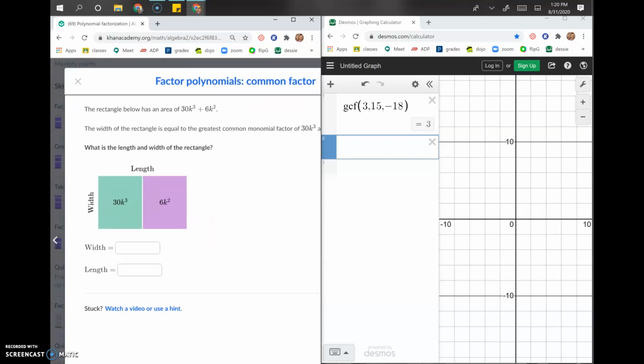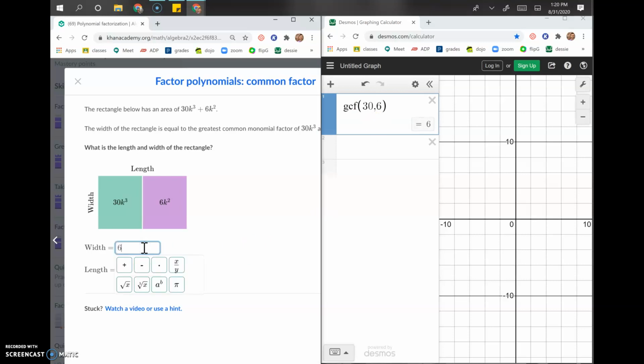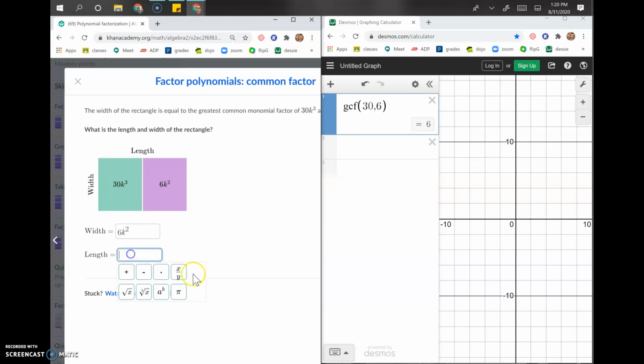Okay, let the greatest common factor be the width, right? So greatest common factor between those two terms, 30, 6, the largest number that we can factor out is a 6. How many k's do they each have? They each have at least 2. And what's left after we factor out a 6k squared from 30k to the third?